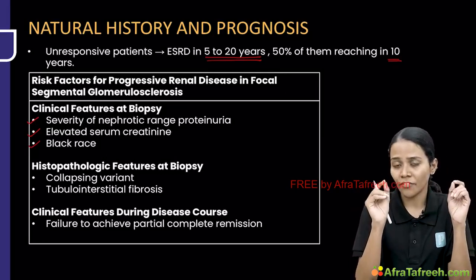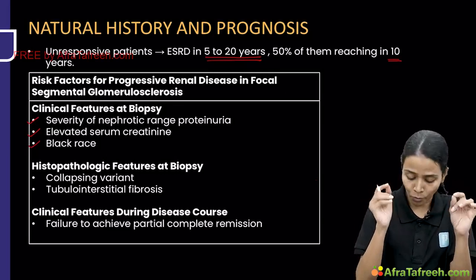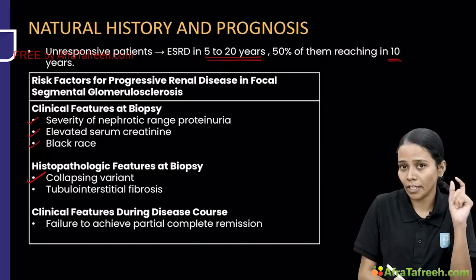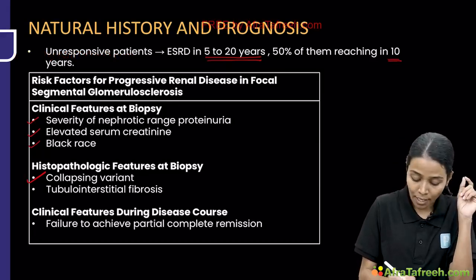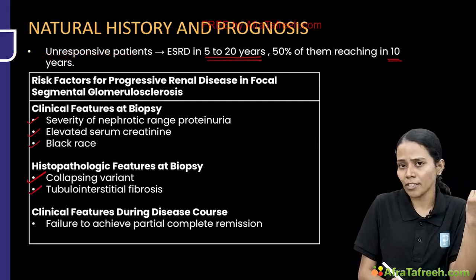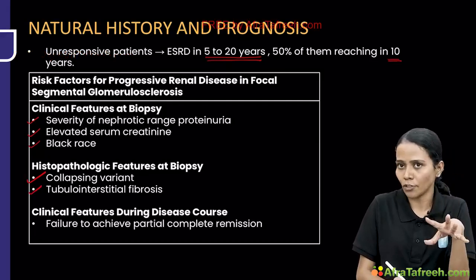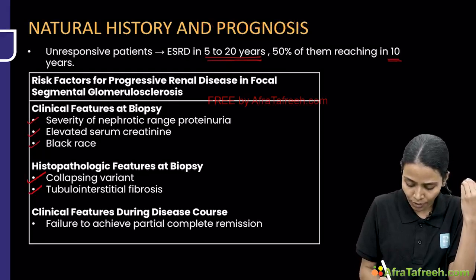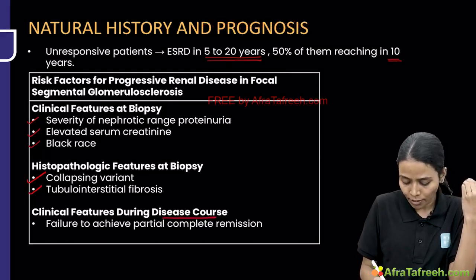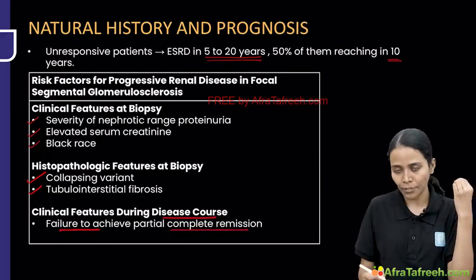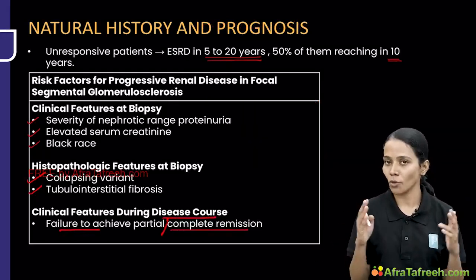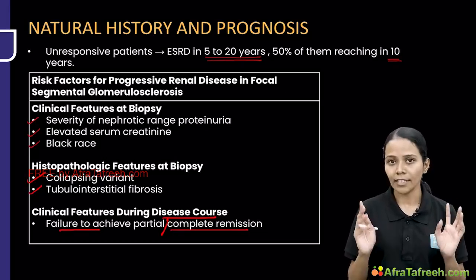Now, histopathologic features that indicate poor prognosis are collapsing variant, which is the worst prognosis. The variant with worst prognosis is collapsing. Otherwise, presence of IFTA, that is interstitial fibrosis and tubular atrophy, already indicating chronic disease. Now, clinical features during disease course: failure to achieve partial or complete remission. So, we are treating and the patient is not going into remission, which also indicates that the disease is going to be severe.